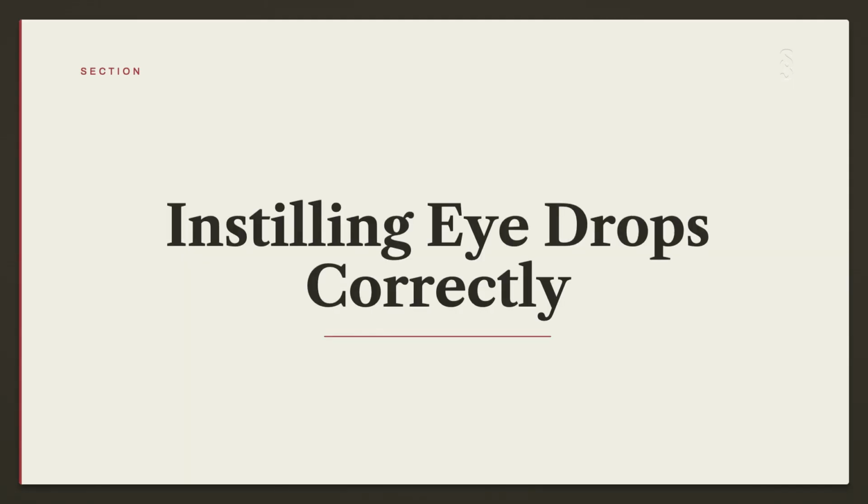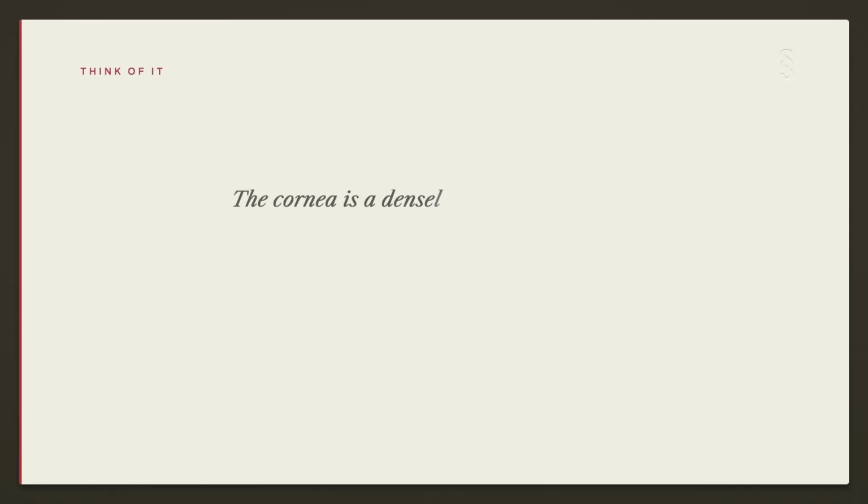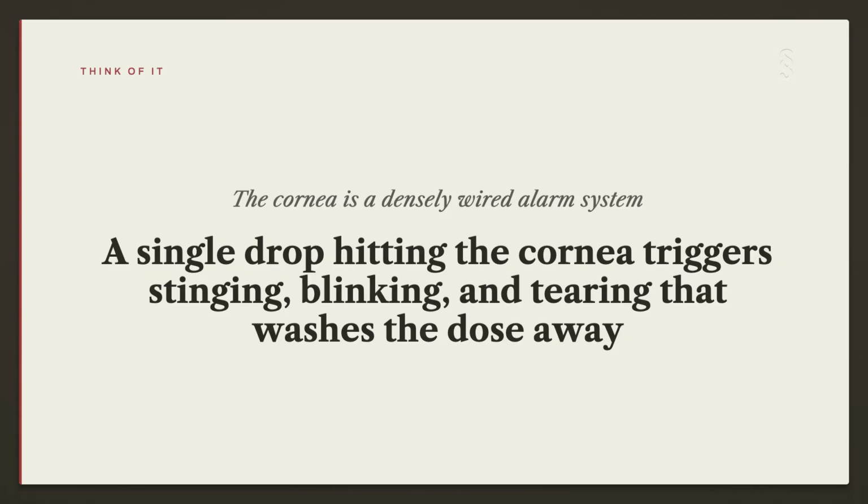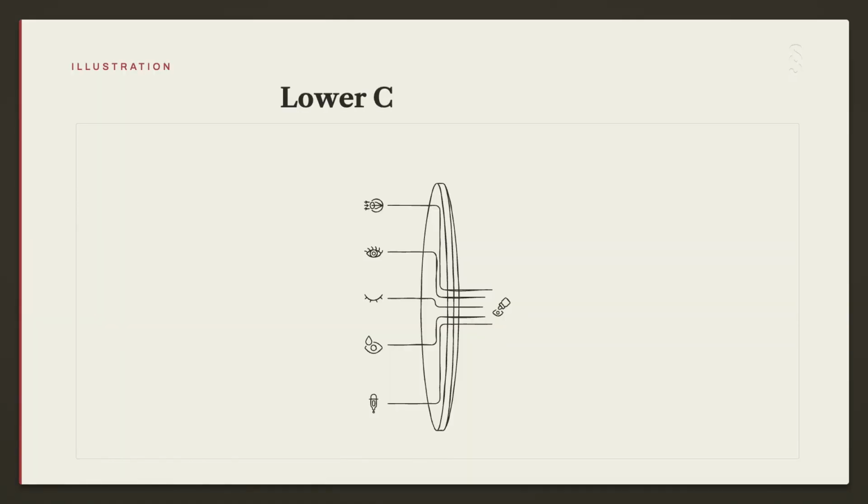Correct eye drop technique means placing medication into the lower conjunctival sac, not directly onto the cornea, iris, or outer corner of the eye. The cornea is one of the most densely innervated tissues in the body, so a drop landing there causes stinging, reflex blinking, and tearing that flushes out the medication before it can absorb. The conjunctival sac, being far less sensitive and able to hold the drop near the target surface, avoids this entirely.